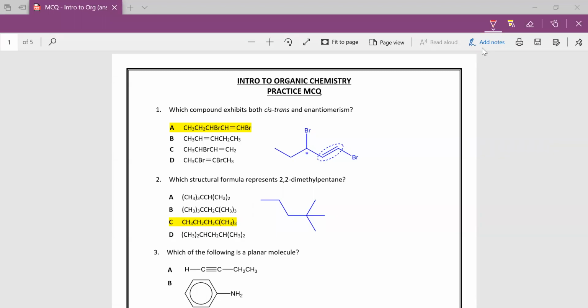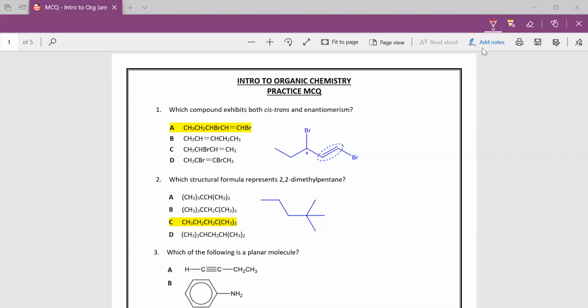Alright, so we're now going to do the practice MCQ. For question 1, which compound exhibits both cis-trans and enantiomerism? If you draw out the compound from option A, you realize that it has both cis-trans isomerism and enantiomerism, because it has a chiral carbon.